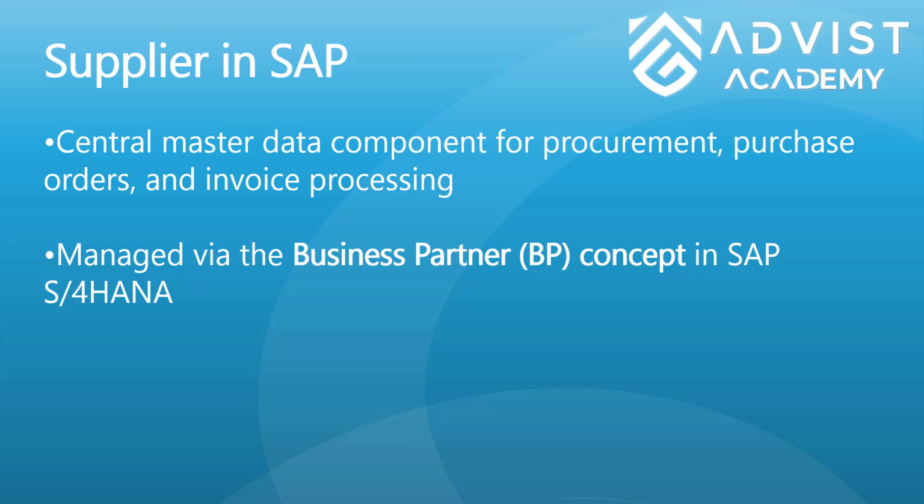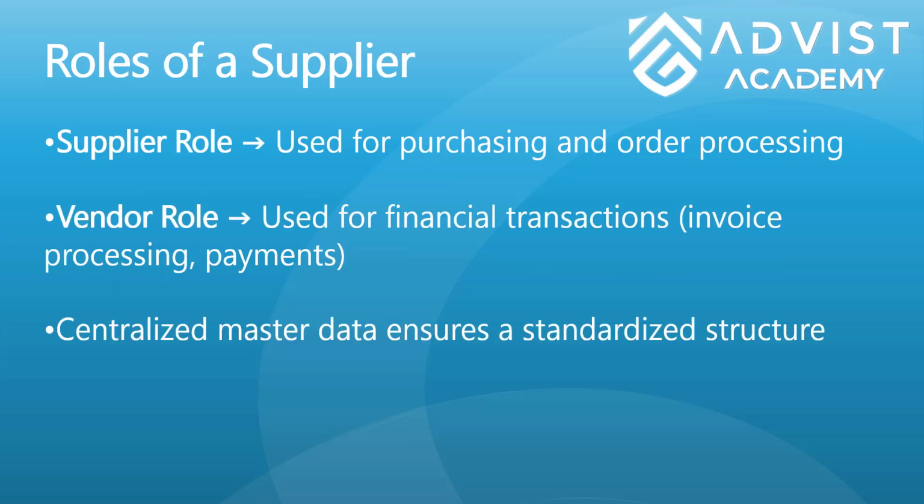In SAP S/4HANA, vendor management is realized via the business partner concept, allowing vendor master data to be recorded centrally and used efficiently. A supplier in the SAP system can take on various roles. In addition to the basic supplier role, which is used for purchasing and order processing, it can also be managed as a vendor in order to process financial transactions such as invoice verification and payments. By maintaining master data centrally, all relevant information can be managed in a standardized structure.